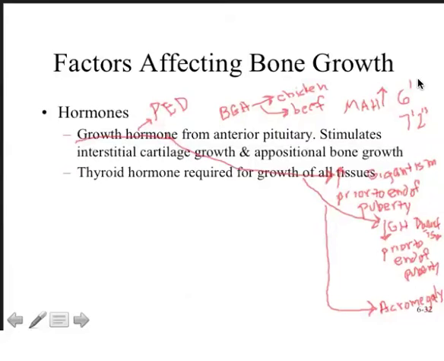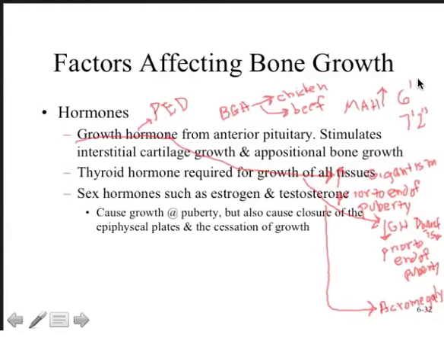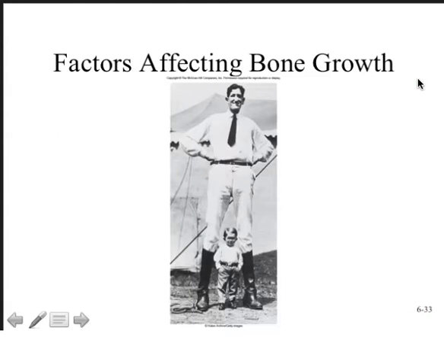Thyroid hormone is required for growth of all tissues. Thyroid hormone increases the basal metabolic rate, which is essentially the speed with which you oxidize fat and turn it into energy in the form of ATP and heat. Sex hormones such as estrogen and testosterone also stimulate bone growth. They cause bone growth at puberty, but they can also cause closure of the epiphyseal plates and cessation of growth if the hormone amounts are abnormal. And what you're looking at here is just an example of gigantism and dwarfism, and these are, again, errors in the production of human growth hormone that have a profound effect on long bone development.